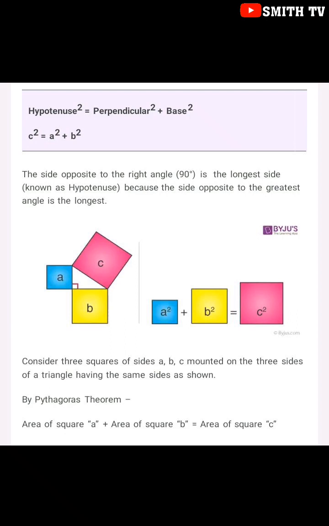Consider three squares of side A, B, and C mounted on three sides of a triangle having some side as shown. By Pythagoras theorem, area of square A plus area of square B equal to area of square C. This information gives the Pythagoras triple. Let's take a look at the example in the next page.